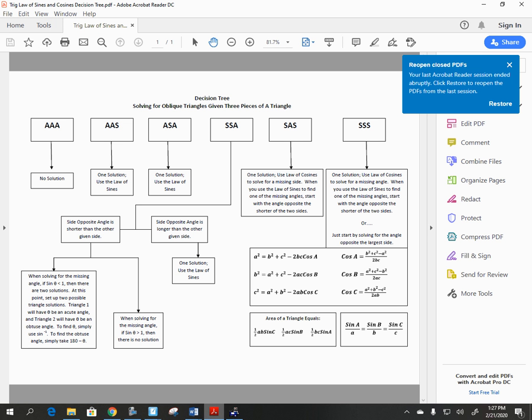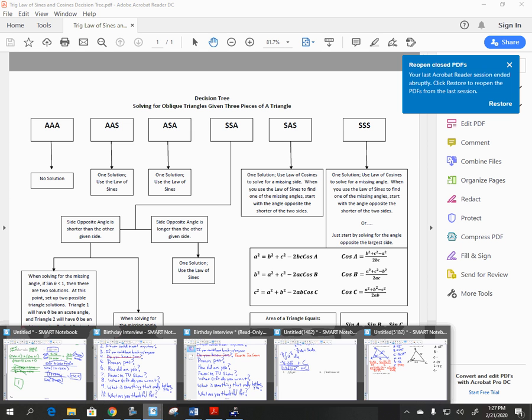When solving for the missing angle, if sine is greater than 1, there's no solution. Or if sine of theta is less than 1, then there are two solutions. So if you end up in this scenario, you've either got no solution or two solutions, and you don't know which. You have to set it up. Let's set it up.